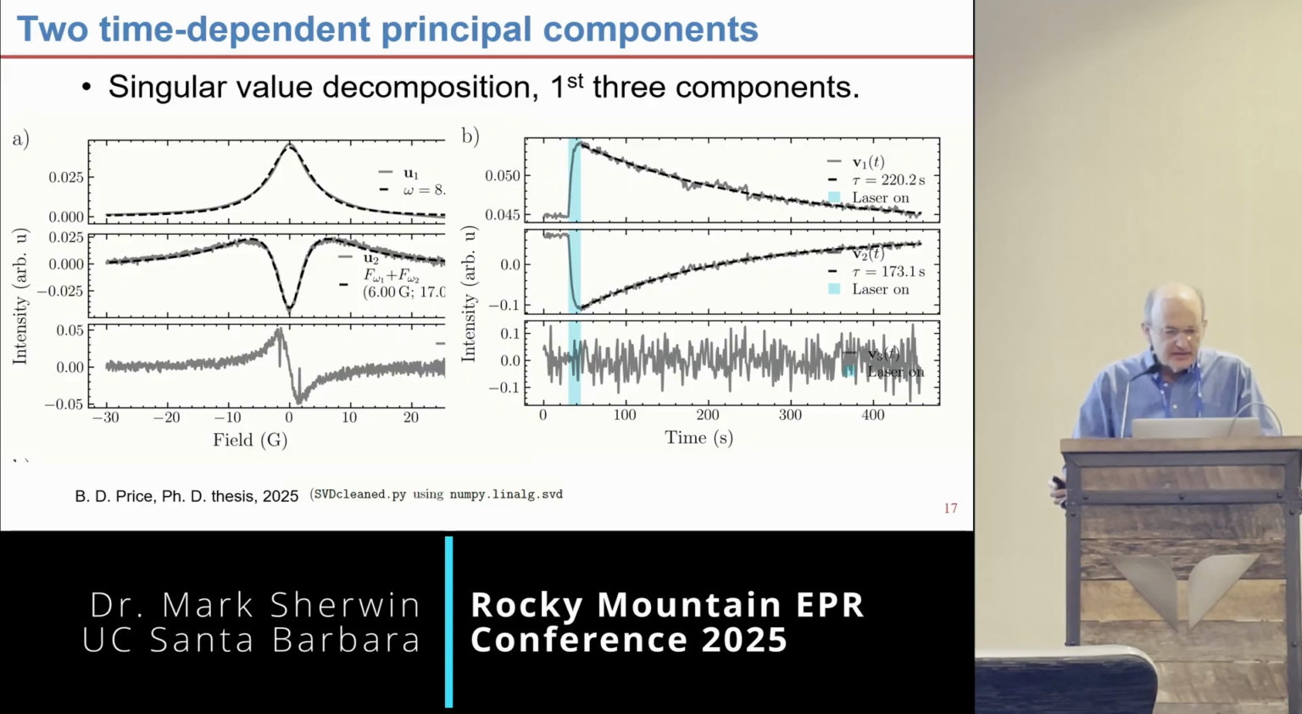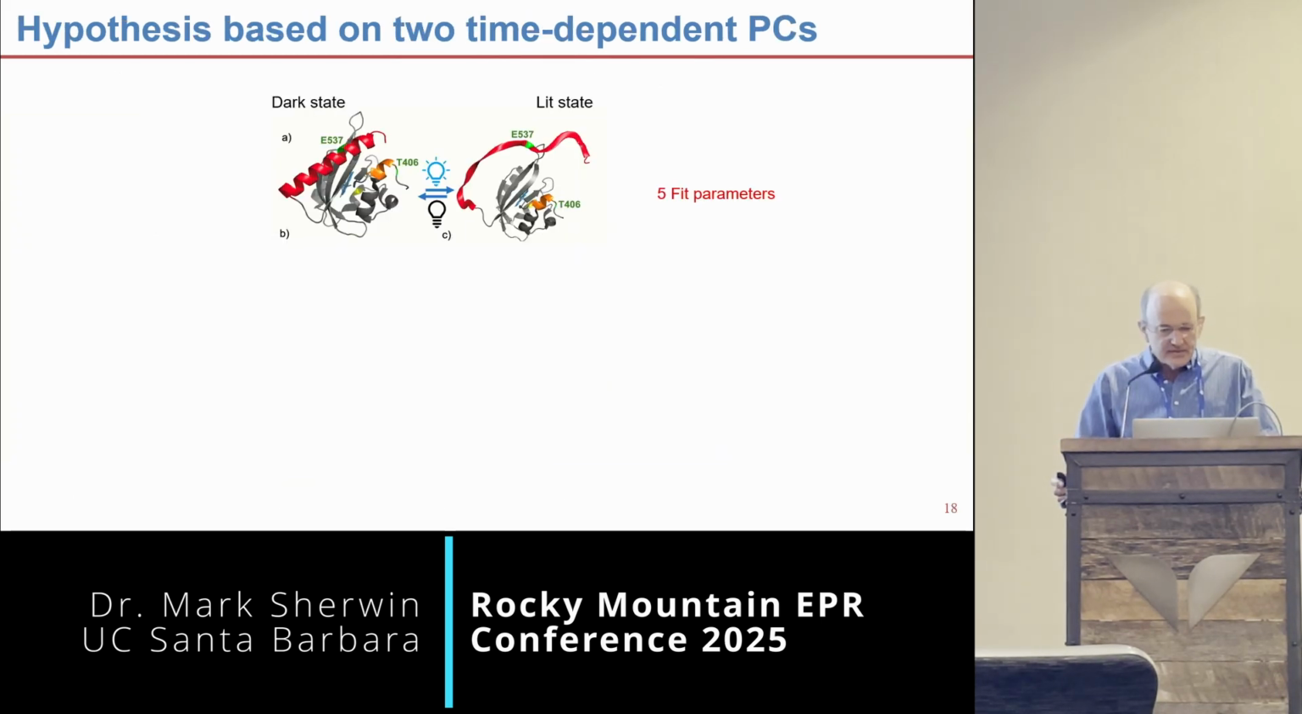So Brad did singular value decomposition on this time series of spectra, and there were three principal components, and the first two of them are time dependent and show an exponential behavior. So here's the laser turning on, and these two components are decaying exponentially. Based on that SVD analysis, our hypothesis is that there are two time-dependent principal components, so we have a dark state and a lit state, each with its own distance distribution.